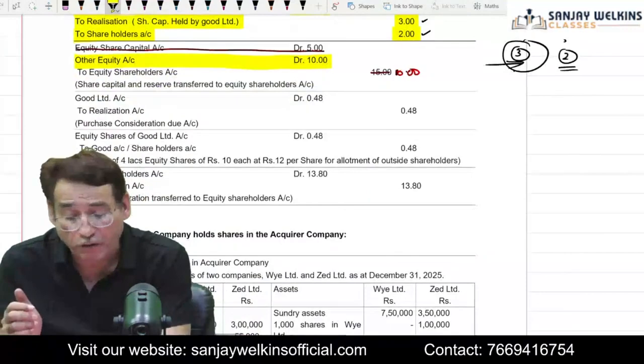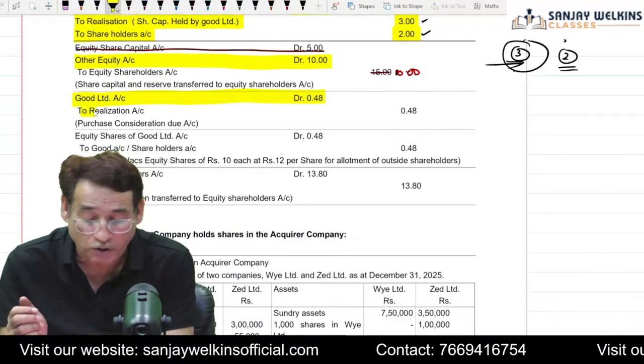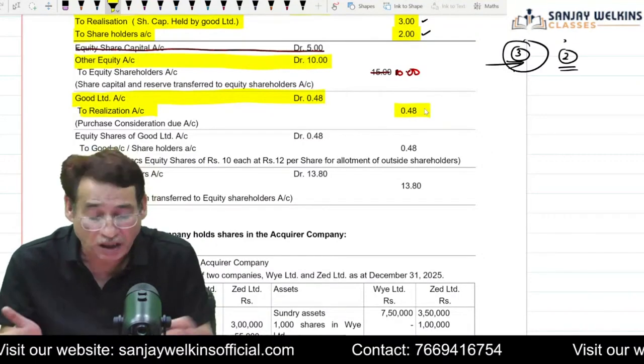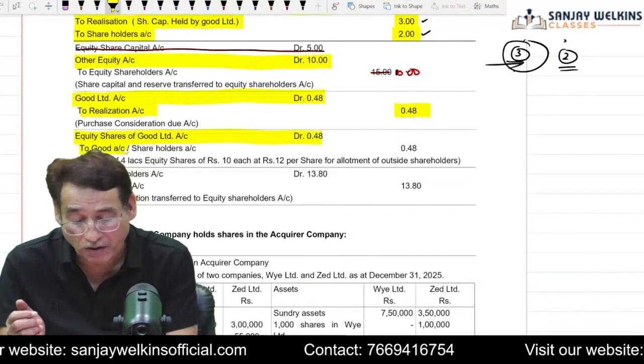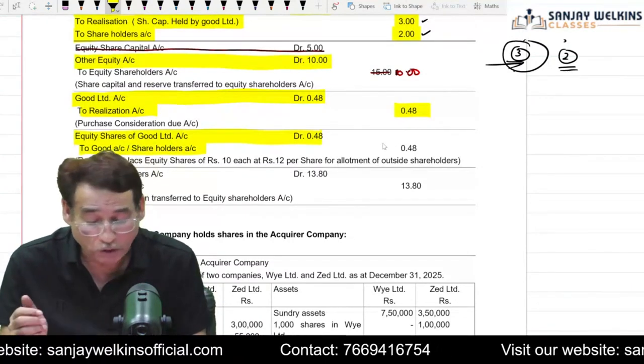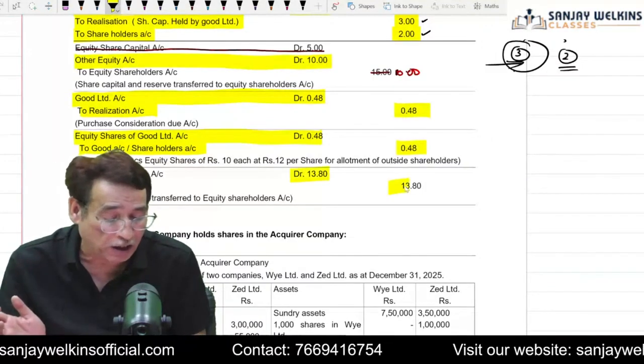And then we will pass the entry for purchase consideration due. So acquirer entity account debit to realization account. This is the due entry. Then we will receive the amount of consideration. So we are receiving shares. So shares in purchasing company account debit to purchasing company, or you can directly transfer them to the shareholders account. Finally, you will tally your realization account.